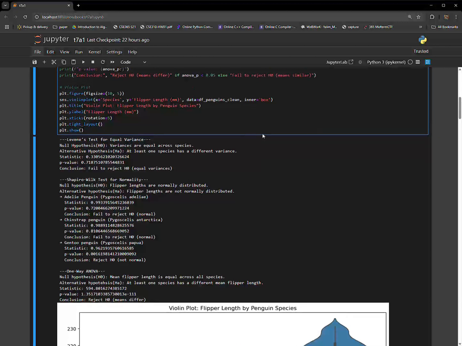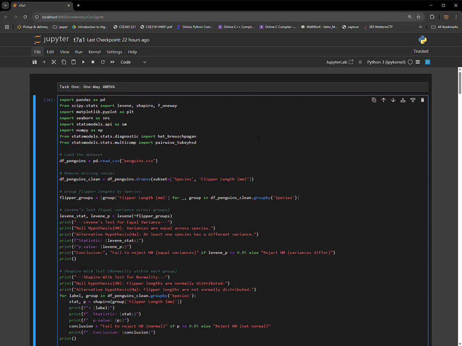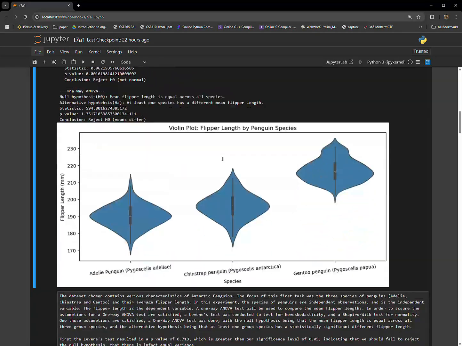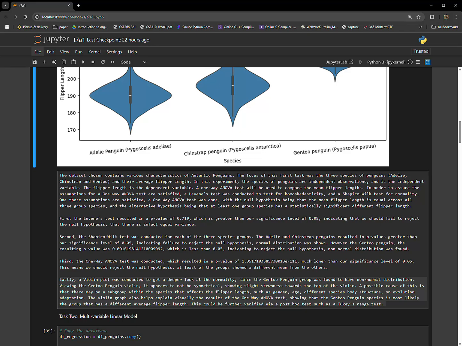For the first test, I did a one-way ANOVA test. We're looking at how the flipper lengths of the penguins differ amongst the three species. Sorry, I didn't memorize the names of the species. There is the Adelie penguin, the Chinstrap penguin, and the Gentoo penguin.